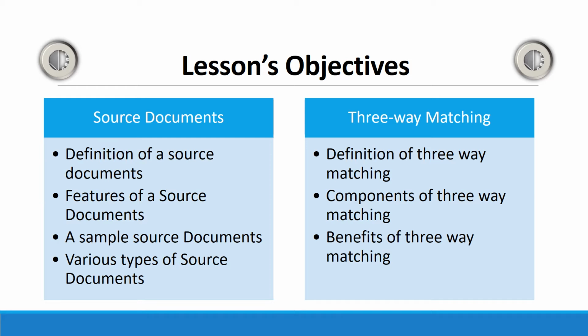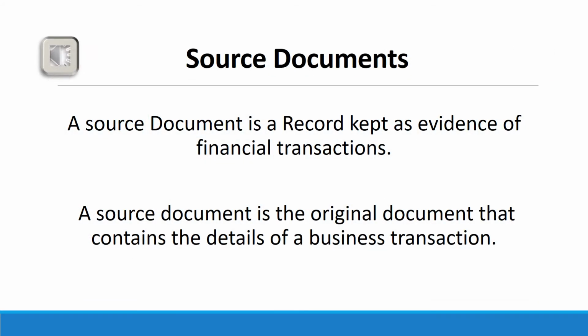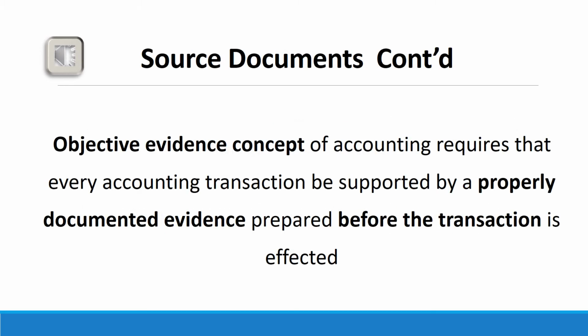of three-way matching. A source document is a record that is kept as an evidence of financial transactions. It is the original document that contains the details of business transactions. The objective evidence concept of accounting requires that every accounting transaction must be supported by a properly documented evidence that is prepared before the transaction is effected. That evidence is in form of a source document.